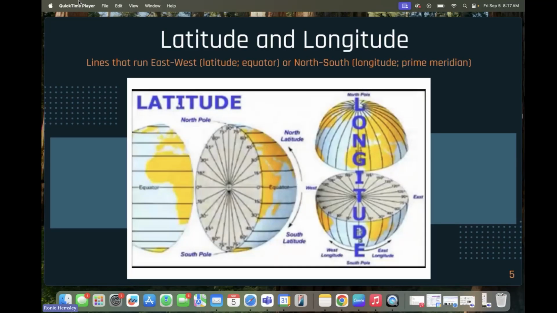Together, latitude and longitude create a global reference system. The grid allows us not only to measure distance from the equator or prime meridian, but also to describe exactly where any point lies, whether it's in the northern, southern, eastern, or western hemisphere. So this photo reinforces how latitude defines north and south positions, while longitude defines east to west positions, and both work together to give us a precise coordinate.